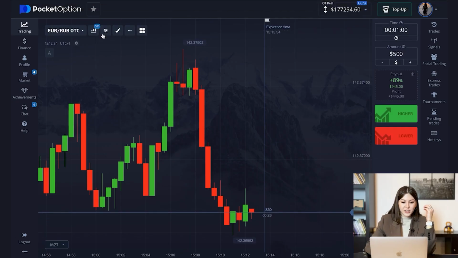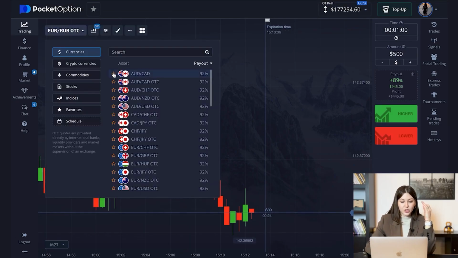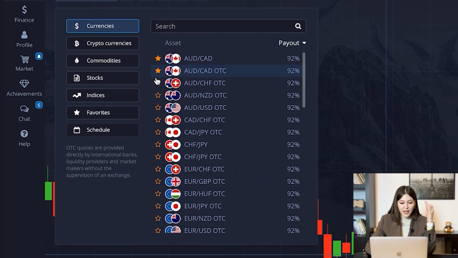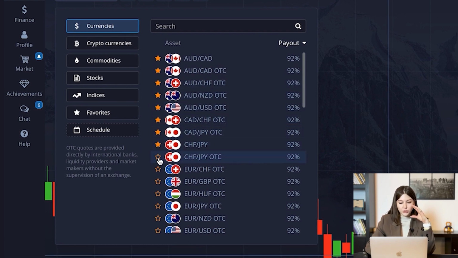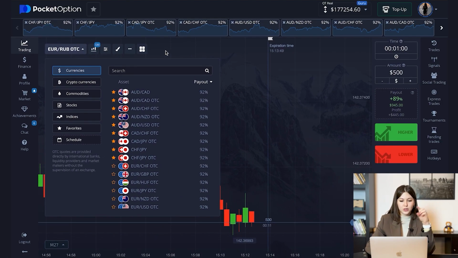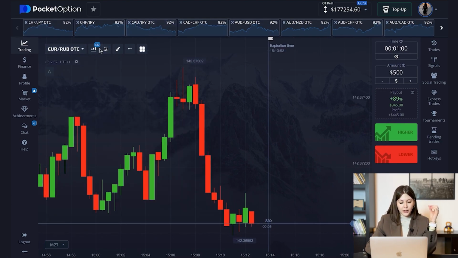So we're going to start as usual with choosing assets with the biggest payouts. It's very important to have 92% here because you have to be careful. You can lose money because you didn't see that the percent got lower.